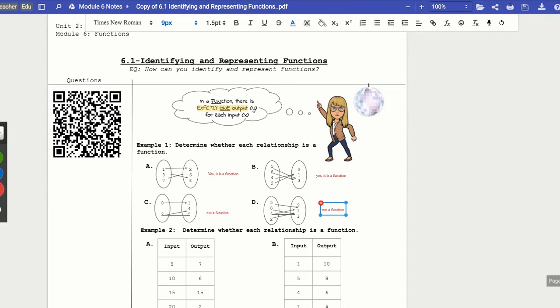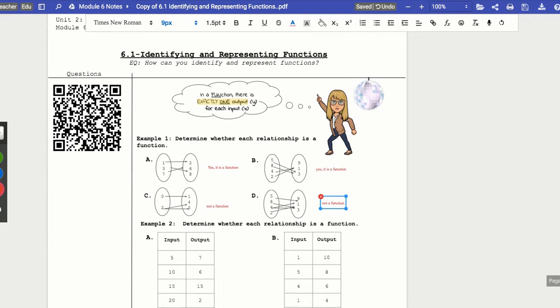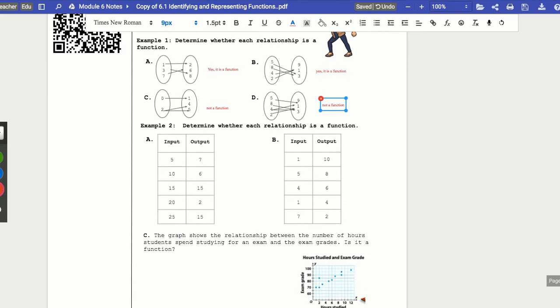Again, hopefully that clears it up for you. Hopefully you can understand that if it's a function, then the input only has one output, or the arrows are only going to one number. But if it's not a function, then it's going to go to 2 different numbers. So the output values come from tables and they come from points on the graph. So these are all connected.